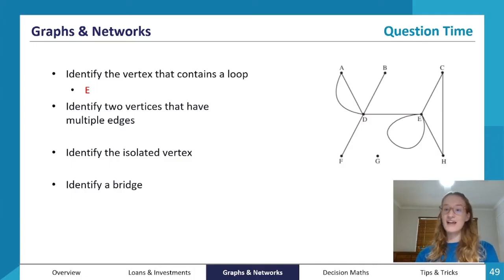Can you see 2 vertices that have multiple edges? Potentially you identified A and D because you can see there's 2 edges connecting those 2 vertices. The isolated vertex would be G here, and the example of the bridge would be the edge connecting D and E. And I touched on bridges earlier because if we took away this edge, if we took away this connection, then our graph would actually separate entirely. So it would no longer be all connected. G is actually already isolated by itself, so it already did have an isolated element of this graph. But if we did take away this bridge, we'd have those 2 separate areas again.